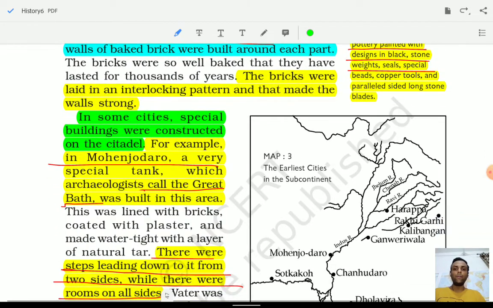The bricks were laid in an interlocking pattern. Interlocking pattern, one brick has been kept like this, then another kept like this. When the bricks are kept in such a manner, it provides a very strong, solid base to the wall as well. So it is not easy to break such kind of walls. They understood the importance of strength, right? So they wanted to protect their cities, their people. It was kind of a precursor to the forts, right?